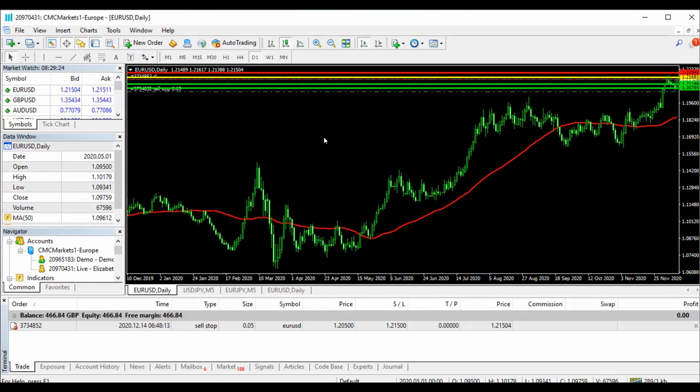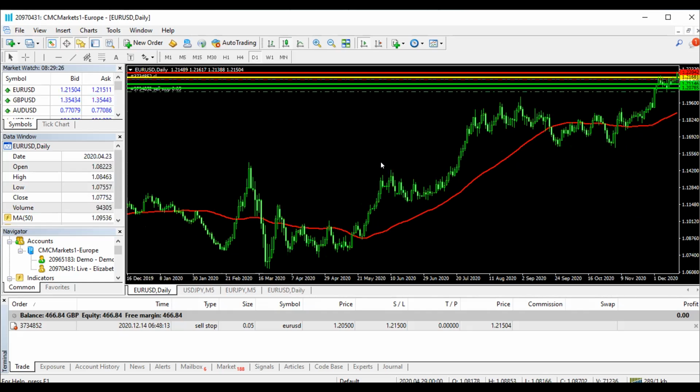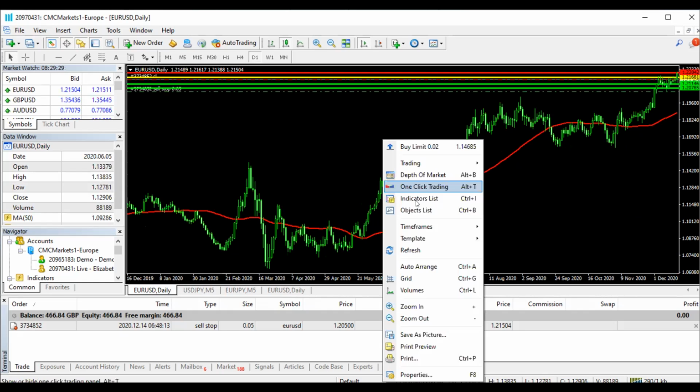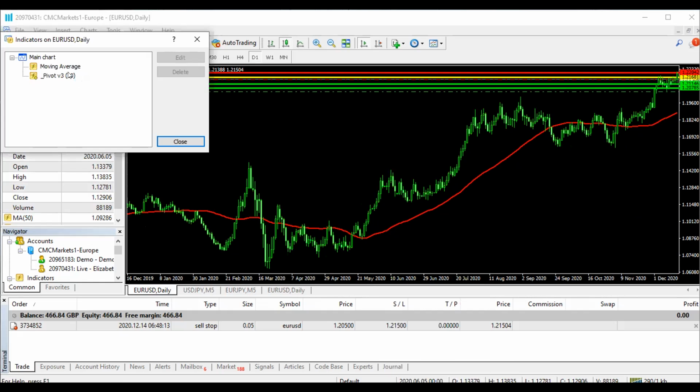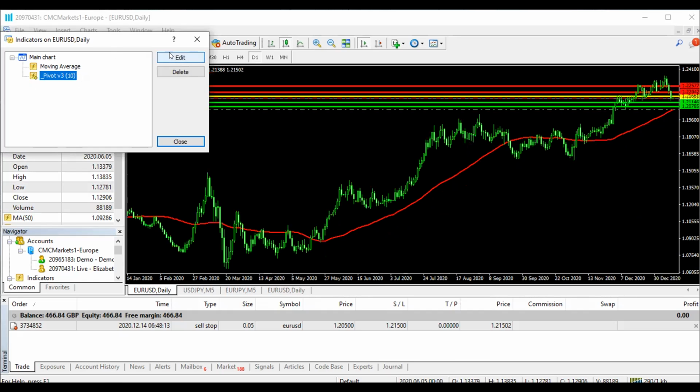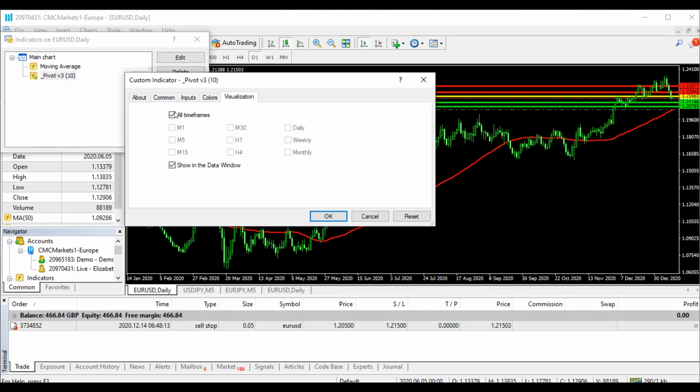Right click over your chart. There you go. So select indicator list. Then select pivot. Then edit. And then untick all time frames.